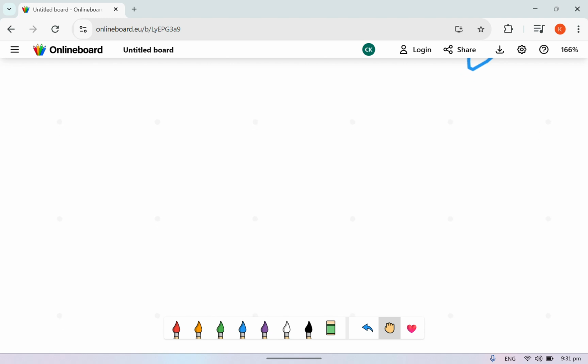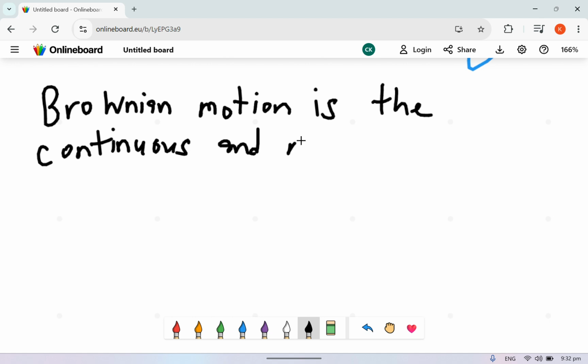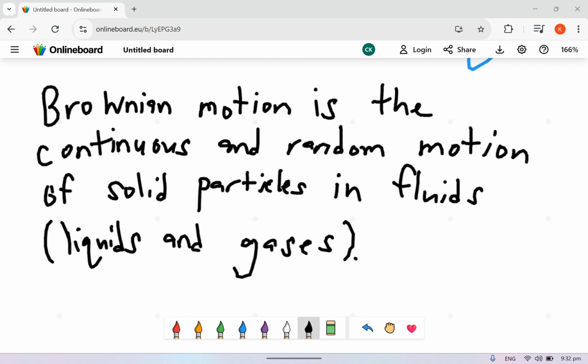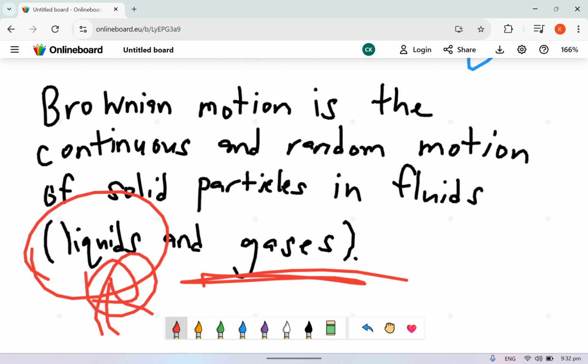Brownian motion. I want you guys to copy down the definition. Brownian motion is the continuous and random motion of solid particles in fluids, liquids and gases. You may be shocked by this word, liquids. Yes! Brownian motion can also happen in liquids. Just now the one I showed you was in gases, but this actually also works in liquids.